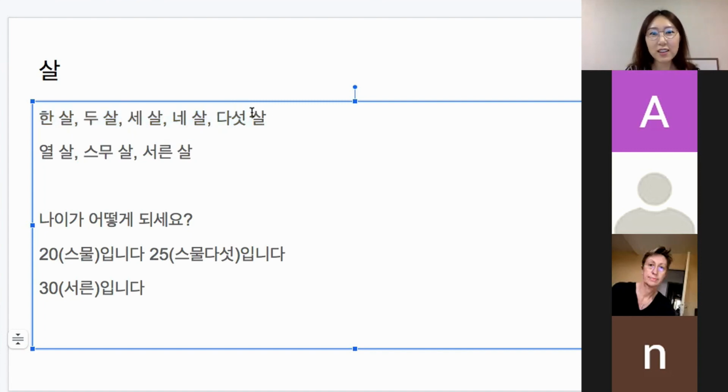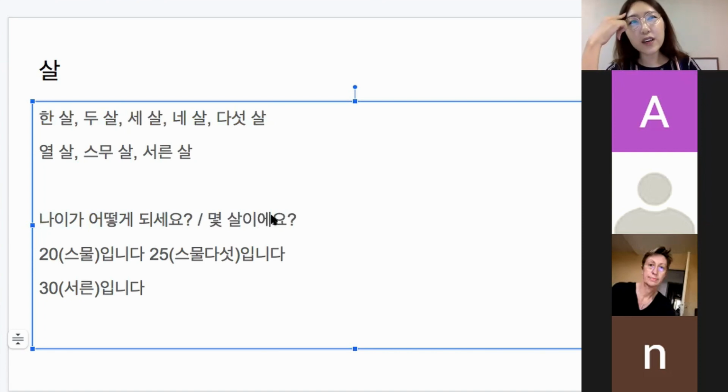We use 살 for the very early young age. 10살. I think we use it until 10살 is fine. 20살, 30살 is also fine. But when we speak, if I ask you how old are you? 나이가 어떻게 되세요? Or 몇 살이에요?